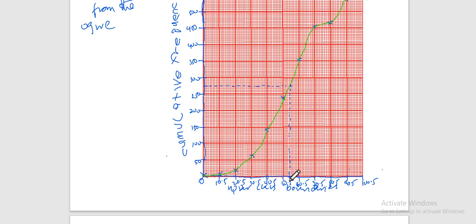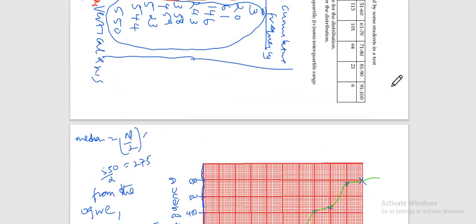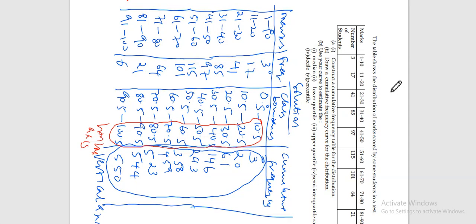This point is 50.5, 51.5, 52, 53, 54.5. From the ogive, the median is equal to 54.5. Okay, let's continue. The next question is the lower quartile.